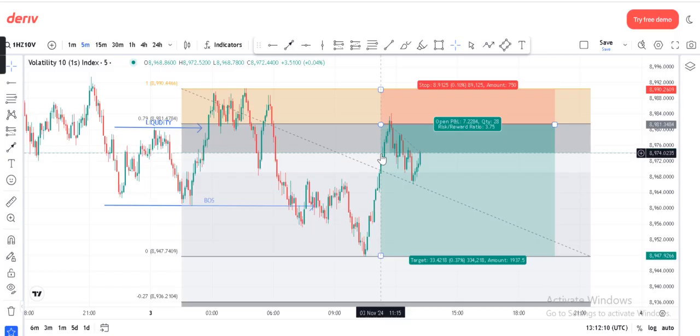Now, if you had entered from this point, if you hit your first stop loss, then if you had entered from this point, you are currently in profit, and this is the final take profit. So that's it, guys, for this particular pair, volatility 10-1S.